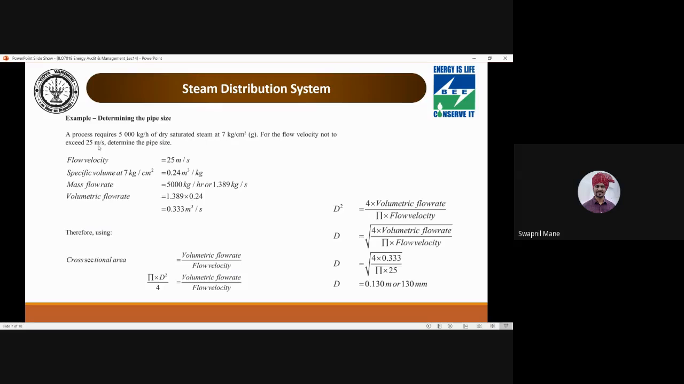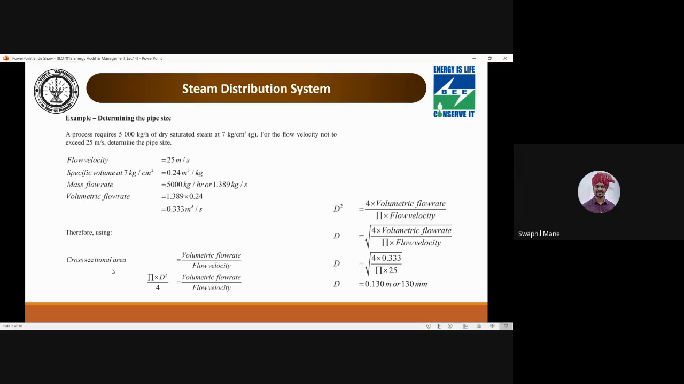Okay, so you see, flow velocity is given. Specific volume you can find out from the steam table at 7 kg per centimeter square, so it is 0.7 bar pressure, it is 0.24 meter cube per kg. Okay, mass flow rate is given as 5000 kg per hour, or we have to convert it into 1.38 kg per second. Volumetric flow rate is given by mass flow rate into specific volume. So it comes to around 0.33 meter cube per second.